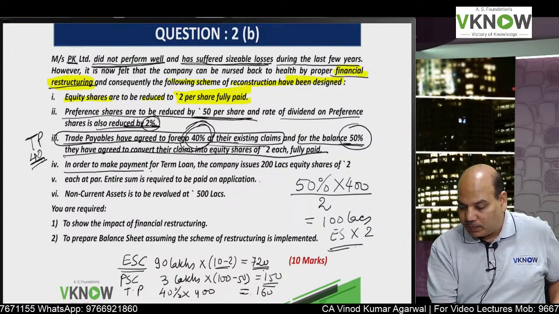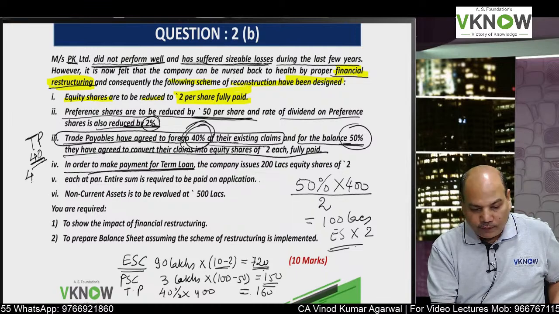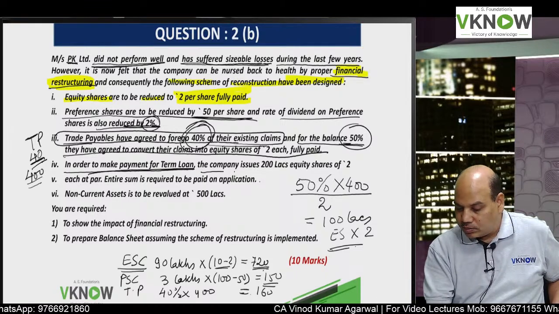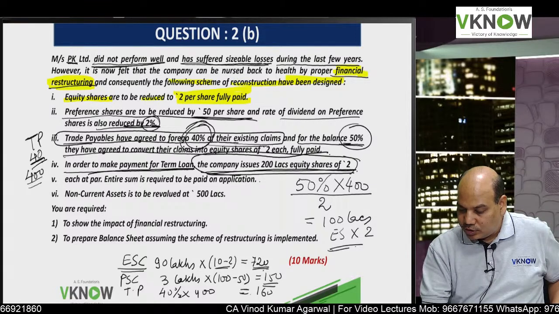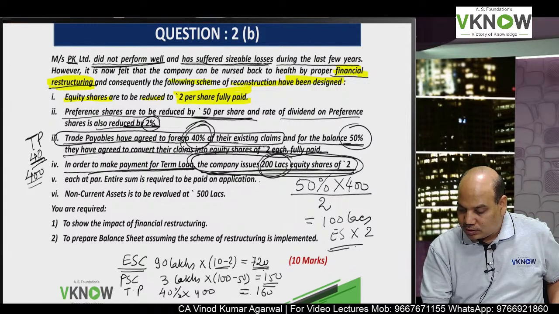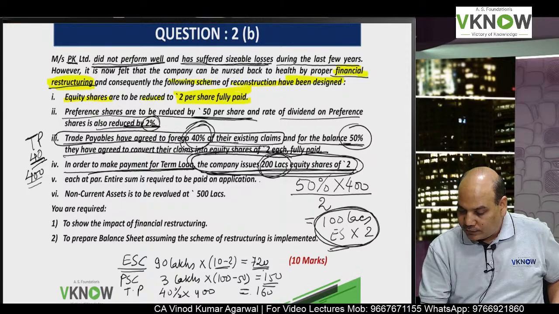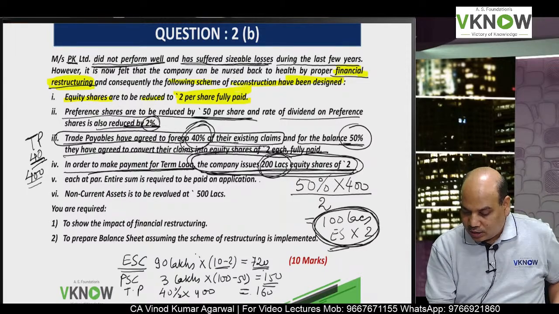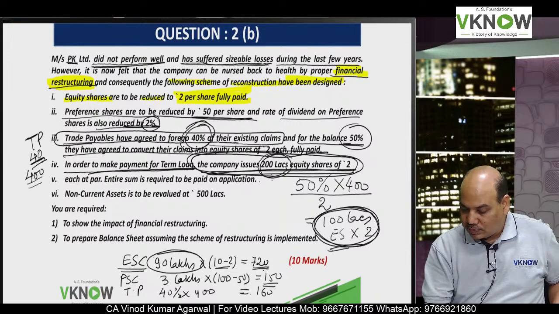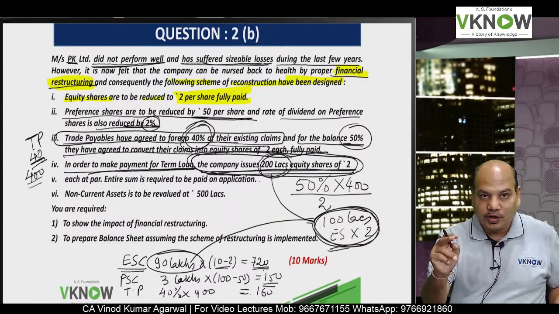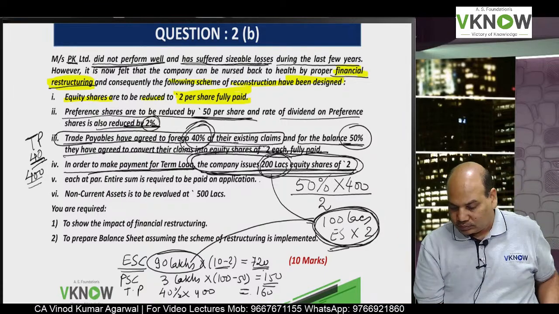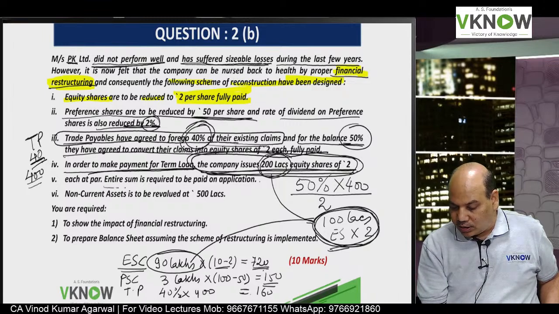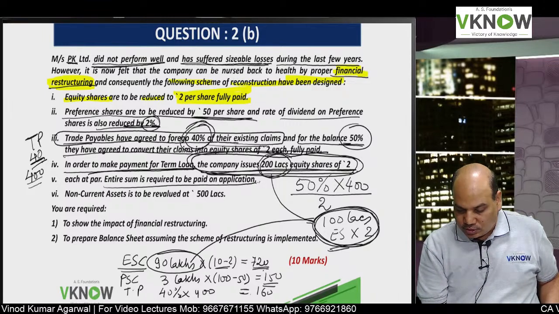Then in order to make payment of term loan, there is a term loan of 400 in the balance sheet. Company will issue 200 lakh equity share of 2 rupees. So in the balance sheet, equity share capital will increase here by 200 lakh share, 100 lakh share because of trade payable, and 90 lakh existing shares are there. So total number of equity share will become 200 plus 100 plus 90. Each at par, entire sum is required to be paid on application.